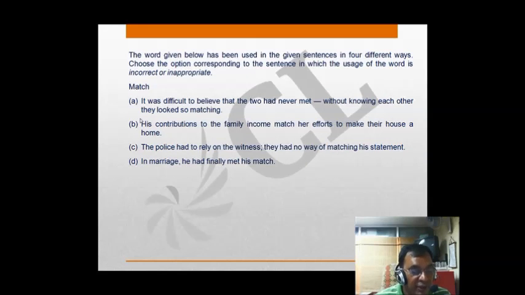Match. Okay. It was difficult to believe that the two had never met. Without knowing each other, they looked matched. So matching is correct, they looked matched. But still, I will read the others. His contribution to the family could match her efforts. Correct. The police had to rely on the witness. They had no way of matching his statement. Correct. In marriage, he had finally met his match. So the first one is the answer.